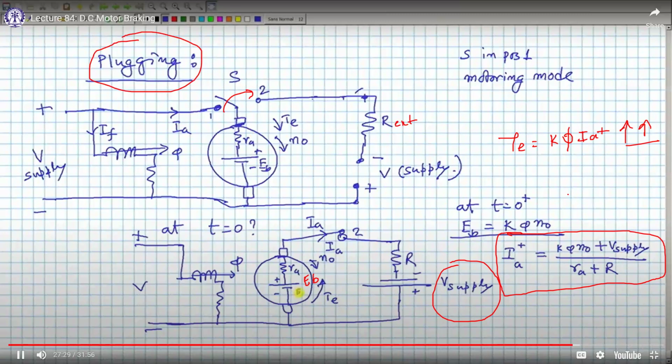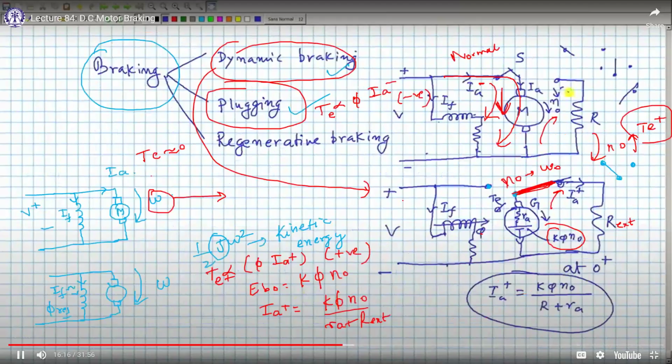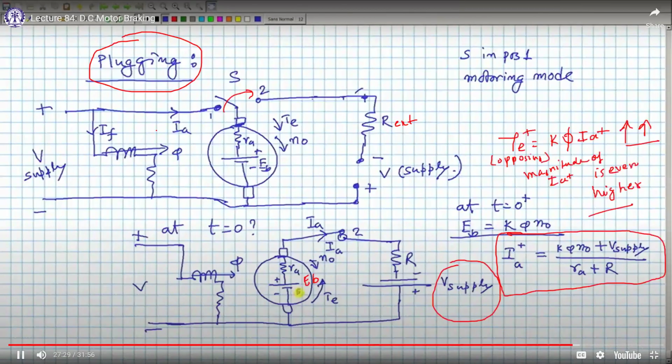So here the magnitude of armature current IA plus is even higher. Because of this, the electromagnetic torque which is opposing the speed is even higher. In this way, your machine will stop rotating even faster compared to dynamic braking. So these are the braking methods. Regenerative braking sir has not discussed, so maybe that will not come in the exam, but these are the two braking methods he has discussed: dynamic braking and plugging.